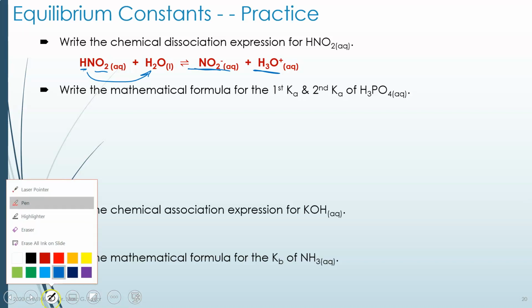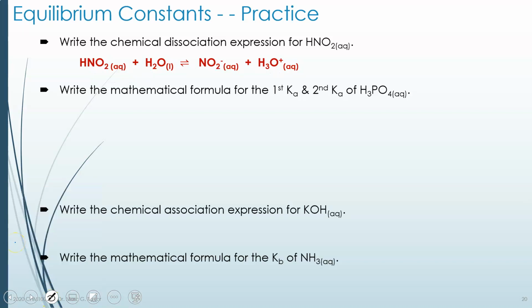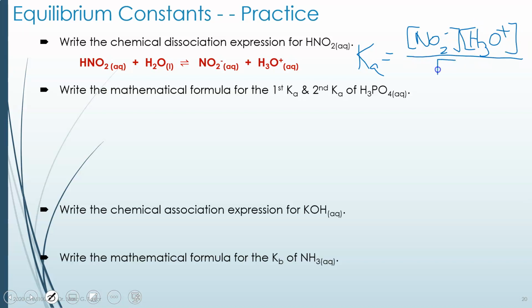So you would have this chemical expression, and of course if you wanted to write the equilibrium for that, the Ka would be the concentration of NO2 minus at equilibrium, the concentration of hydronium ion at equilibrium, divided by whatever acid is left over of this nitrous acid. Nitrous acid is a weak acid, so this number is not very large, and we leave the water out, and that would be our expression there.